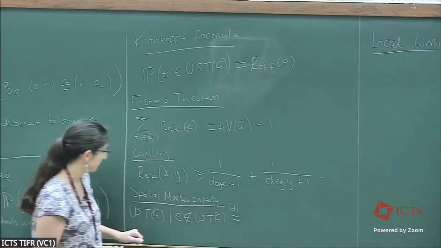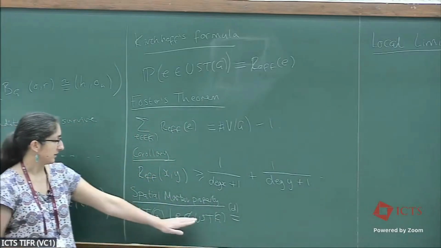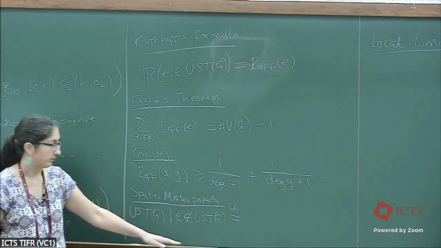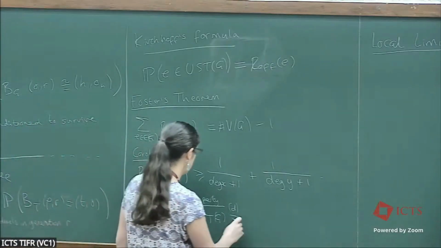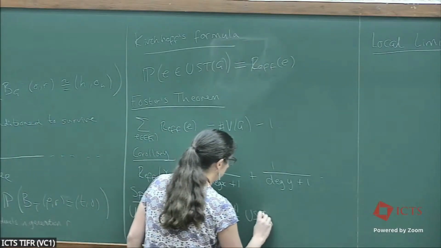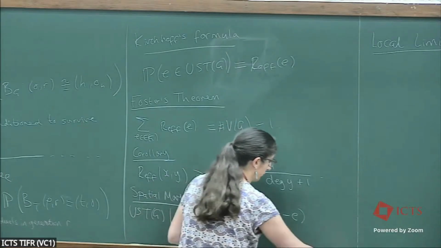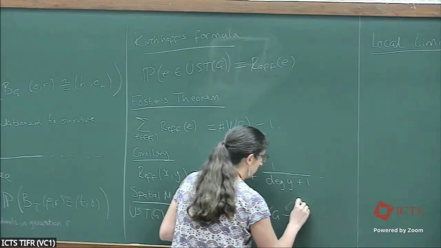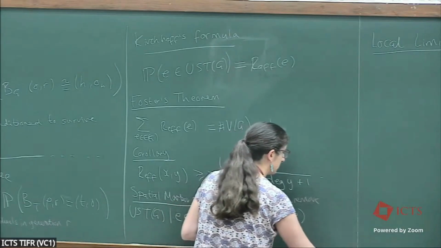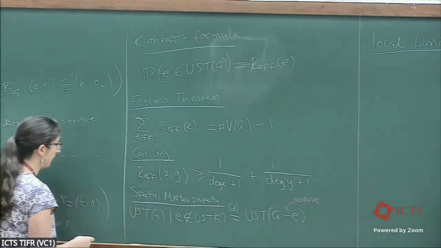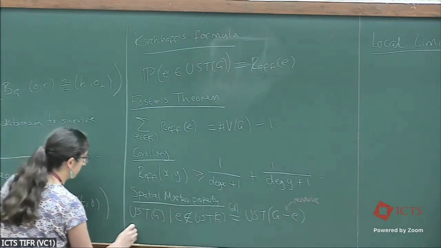That's because there's a bijection between spanning trees which do not contain this edge and spanning trees of the graph with this edge missing. So that's UST of G minus e. That means I removed the edge. And then similarly, I can condition on the other events.